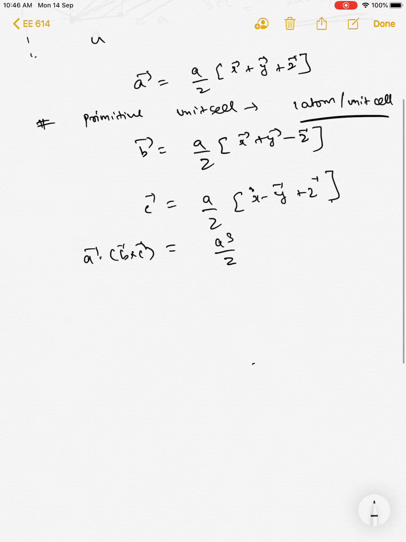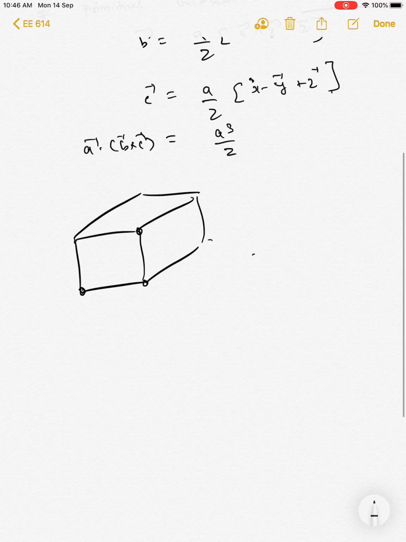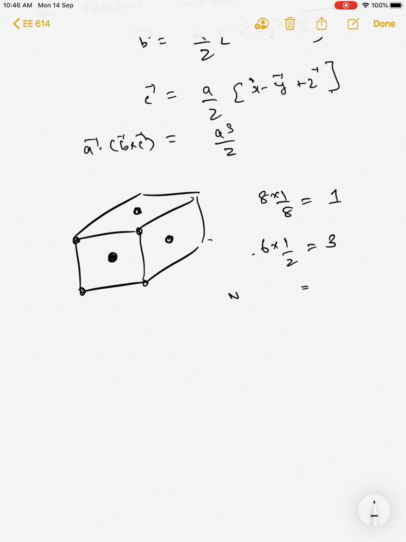Now let's go to an FCC. You have atoms at the 8 corners, so basically it is 8 times 1/8, giving you 1 atom. In addition to that, each of the faces has 1 atom. So it has 6 faces, and each face is shared by 2 unit cells. So basically the number of atoms is 4 in the conventional unit cell, which is a cube.